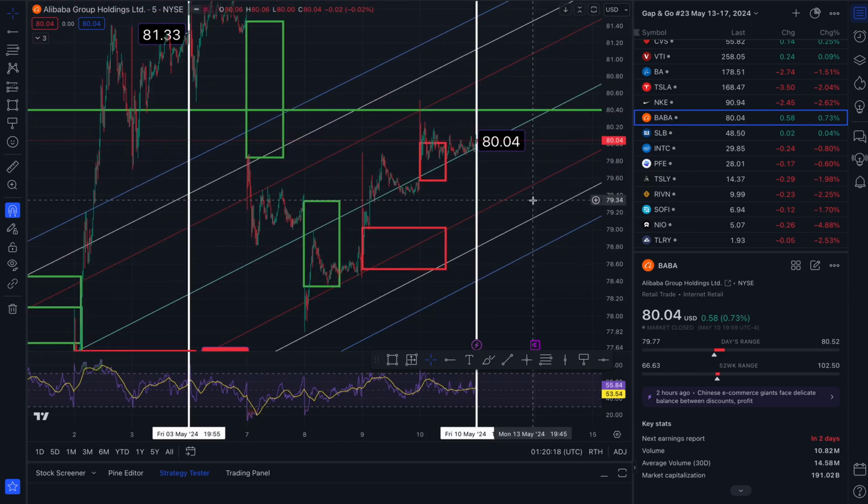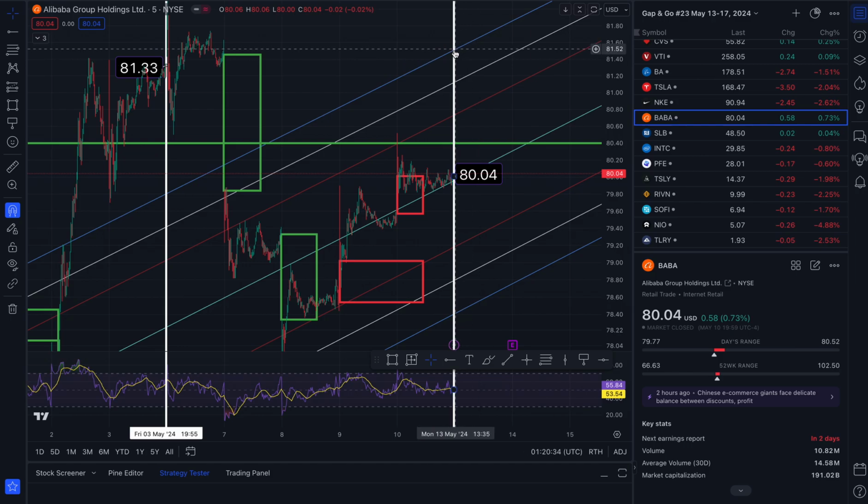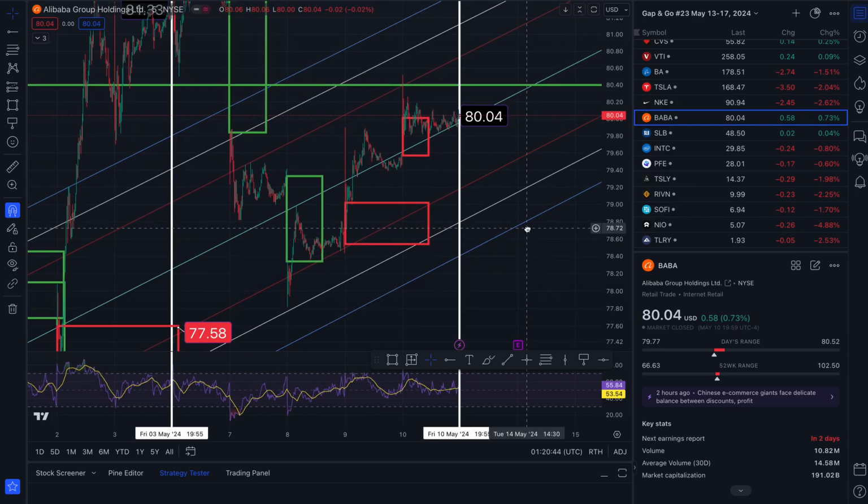Finally making some headway here. 80.04. 80.72. 81.12. And oops, Command Z. 81.50. 79.18. 78.80. And 78.38.